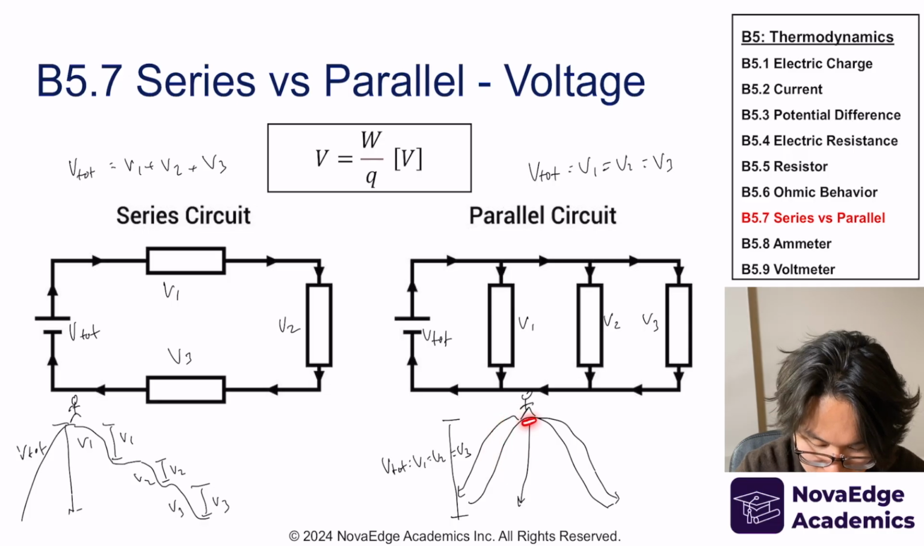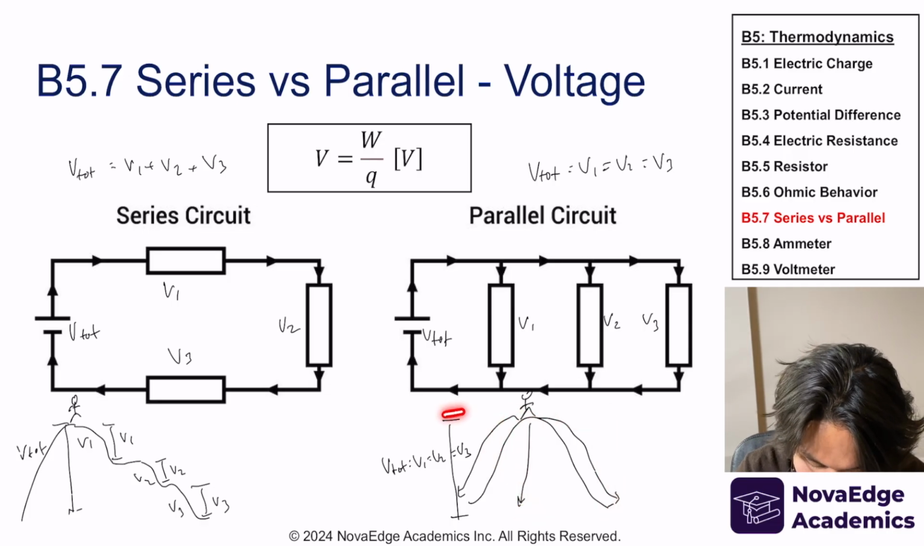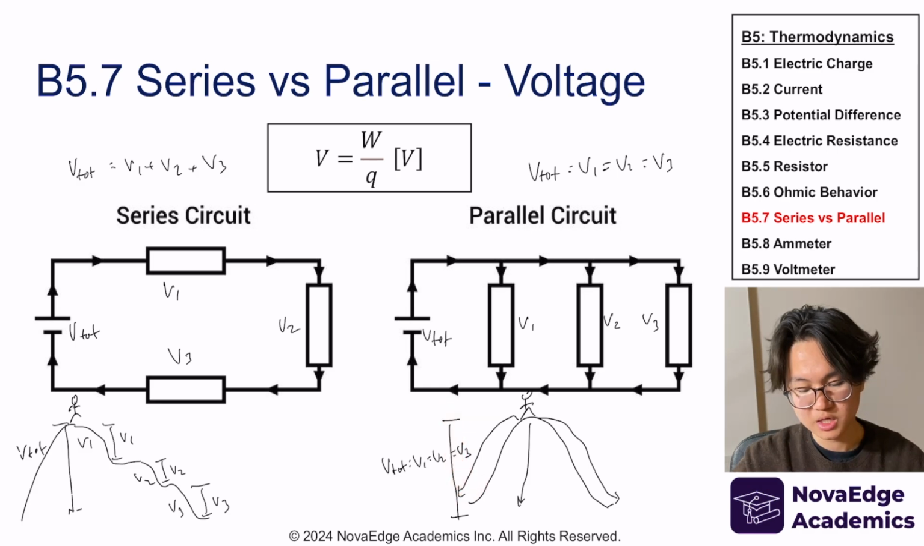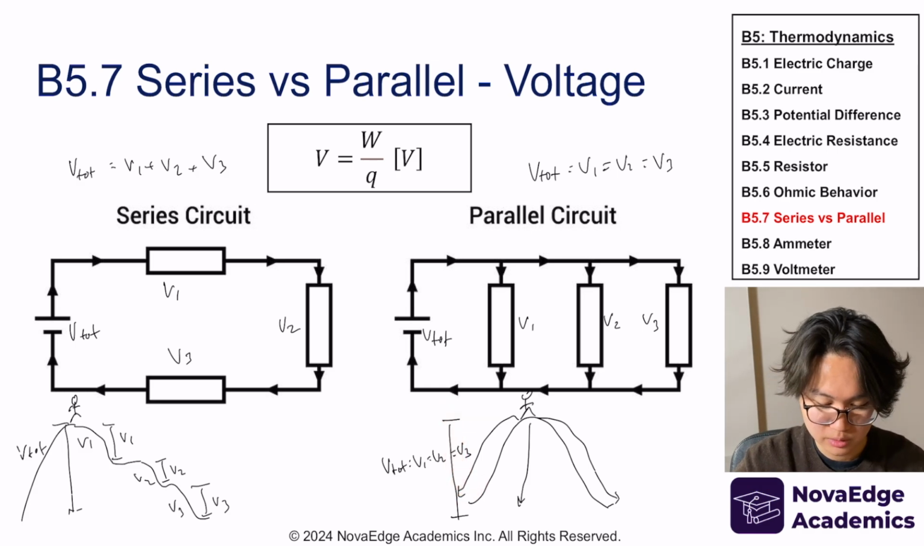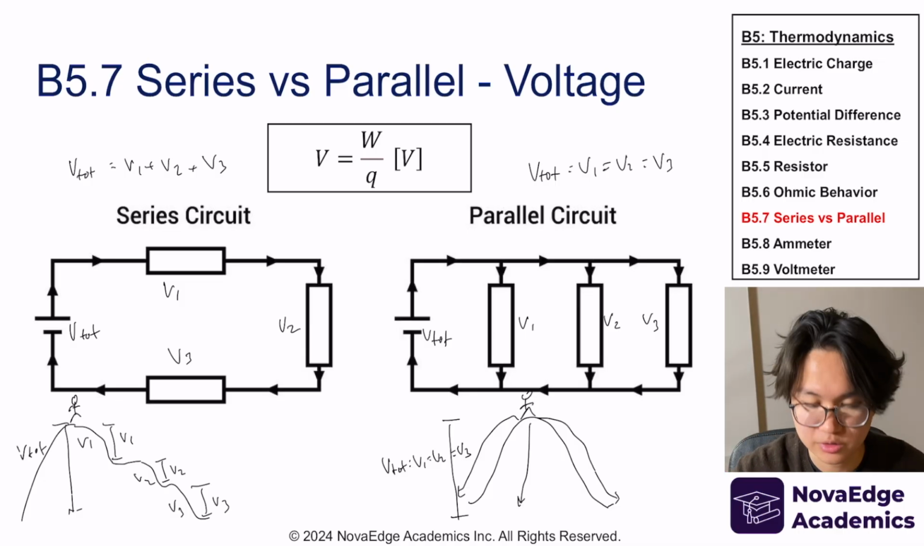So the potential difference between these two and these two, potential difference between these two and these two, and potential difference between these two and these two, they're the same. So V total is equal to V1, which is equal to V2, which is equal to V3. That's the analogy at least that I use, and I hope that kind of sticks with you.